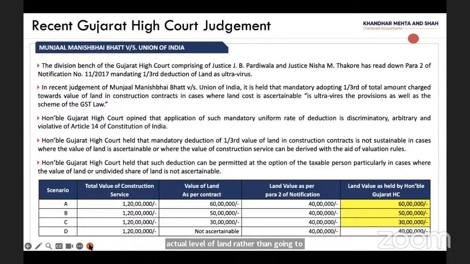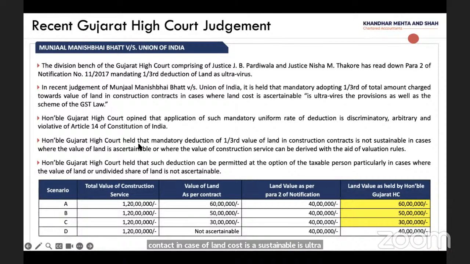If at all I cannot give the actual value of land, you can go ahead and deem it as one third value, remove it from the transaction value and then tax the remaining two third. But where I can provide you the exact amount of land value involved, that cannot be taxed under GST. So the Gujarat High Court accepted this and passed the judgment in favor, saying: it is held that mandatorily adopting one third of the total amount charged towards the value of land in a construction contract, where land cost is ascertainable, is ultra vires the provisions as well as the scheme of GST law.